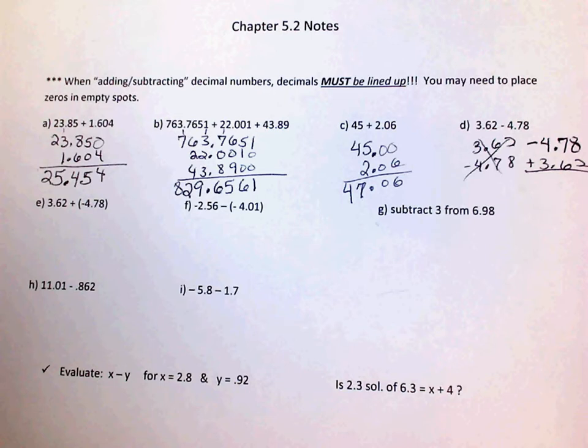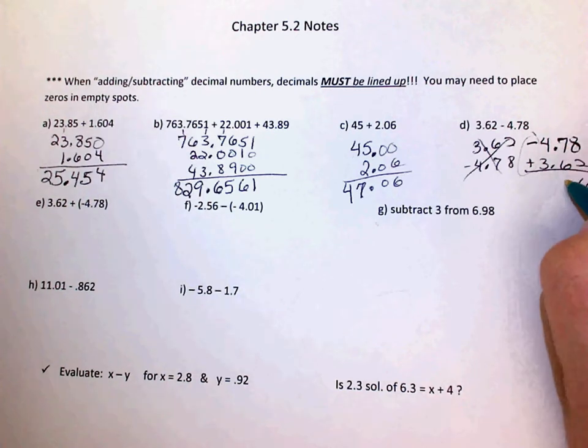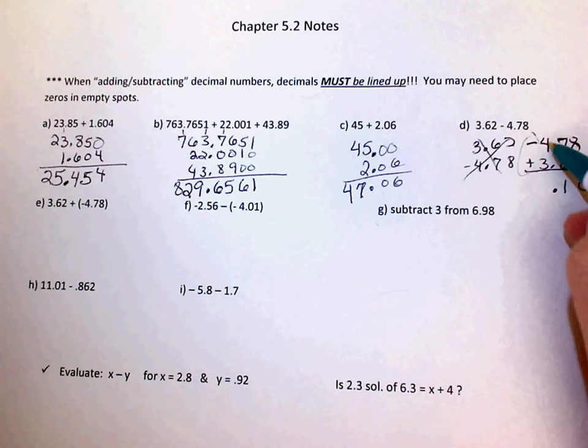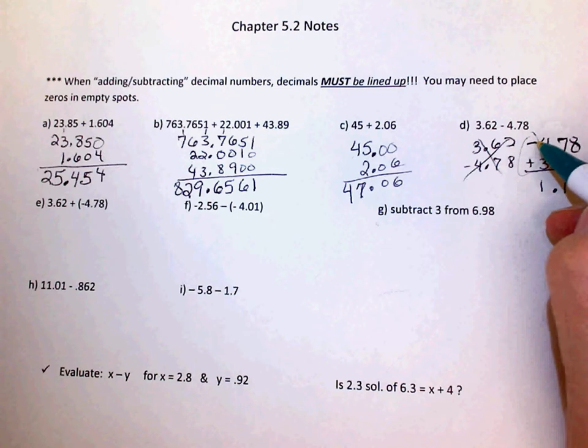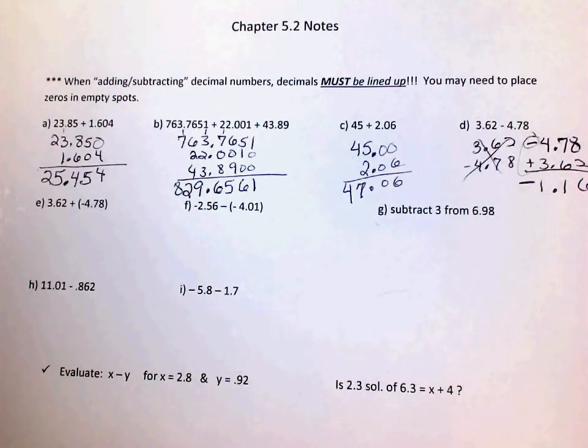Now, the key here is these are opposite signs, which means we have to subtract. 8 minus 2 is 6. 7 minus 6 is 1. 4 minus 3 is 1. The sign of the bigger number is minus, and so our answer has to be negative.